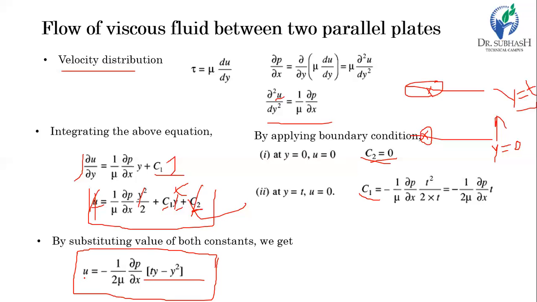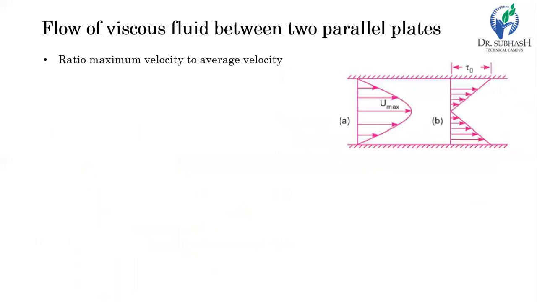in which u is the velocity, 1 upon twice mu is constant, mu is the dynamic viscosity, which is always constant for a particular constant temperature. Del p by del x is the rate of change of pressure in the x direction, which we can also consider as a constant value. So here u varies with respect to y with a parabolic relation. So we get the velocity distribution along the pipe like this. Here velocity is 0 at both the surfaces, and at the center we get the maximum velocity.